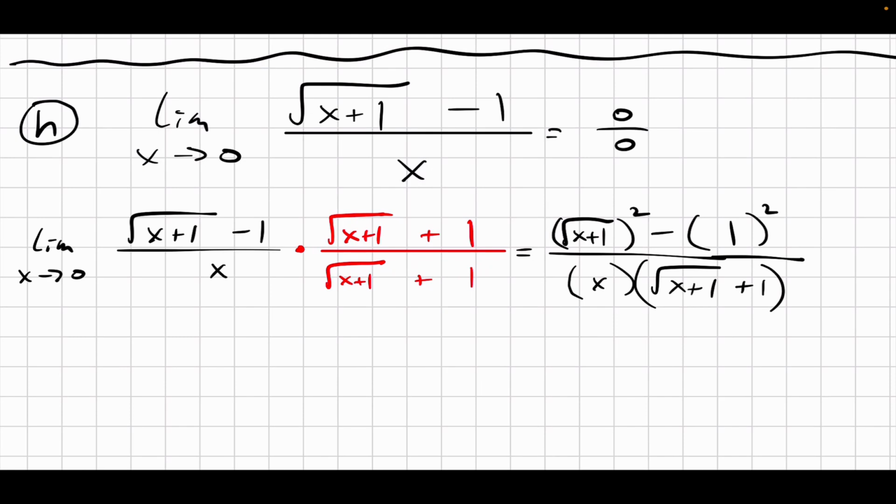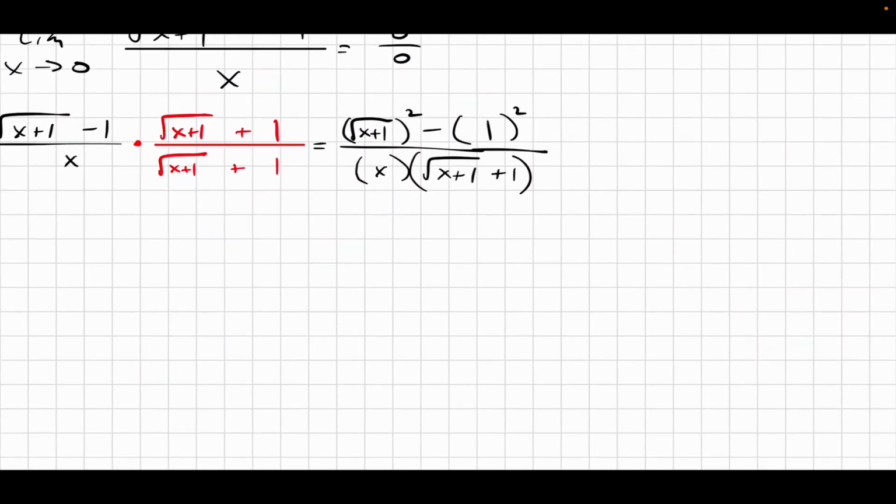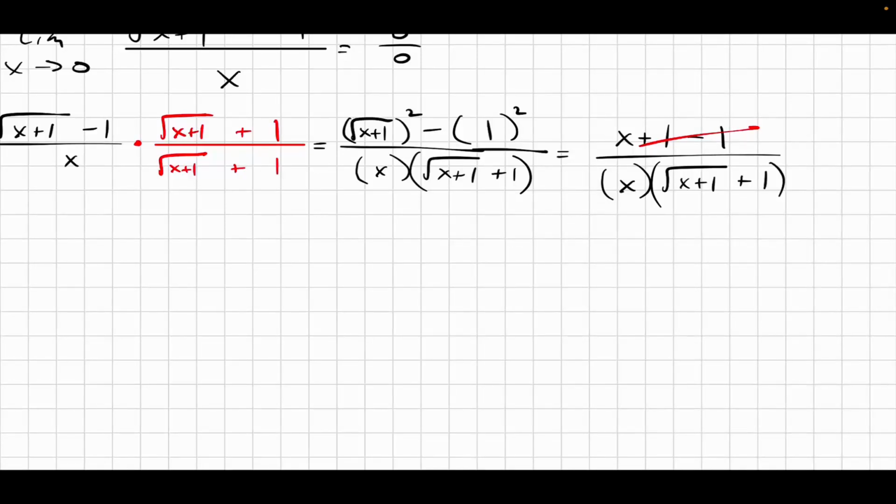Anytime you square a square root, the square root just goes away. That's the nice thing about doing square roots. So when I do that, it's going to be x plus 1, and then the square, and then 1 squared is just 1. And the bottom stays the same. Oops. Close the parentheses. So 1 minus 1 is just 0. So the ones on top are just going to cancel out. So I'll have the limit as x approaches 0 for x.